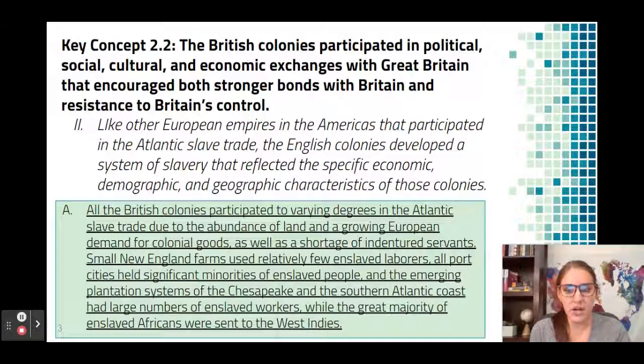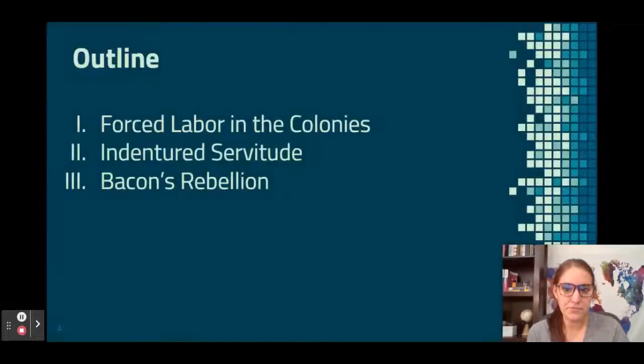It says, all the British colonies participated to varying degrees in the Atlantic slave trade due to the abundance of land and a growing European demand for colonial goods, as well as a shortage of indentured servants. So that's the part of the learning objective and the key concepts that we're going to be tackling in this lesson. Continue to watch my future videos on more particular aspects of the transatlantic slave trade.